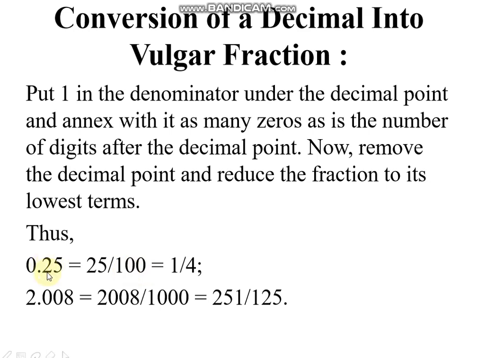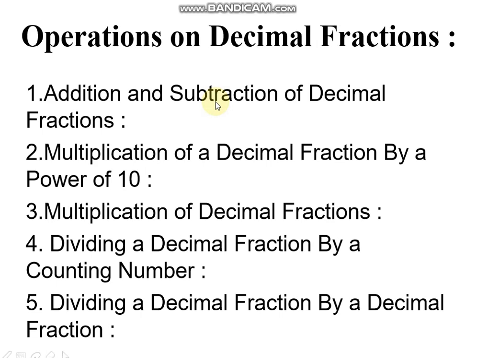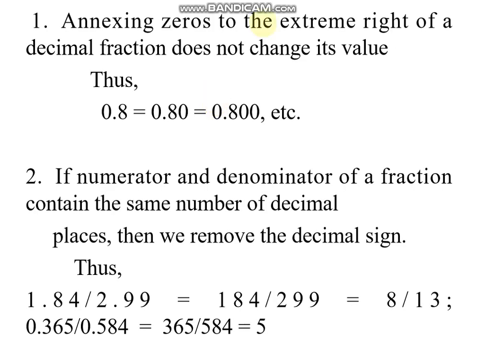How many digits after decimal? That many zeros we have to annex with the 1. Okay. So usually you can simplify it. Here in this example, after decimal 3 digits are there. So in the denominator you put 1 and annex 3 zeros. Usually you simplify. Okay. Annexing 0 to the right hand side of the decimal does not change its value. For example, 0.8, after 8 we put 0, it does not change the value of 0.8.